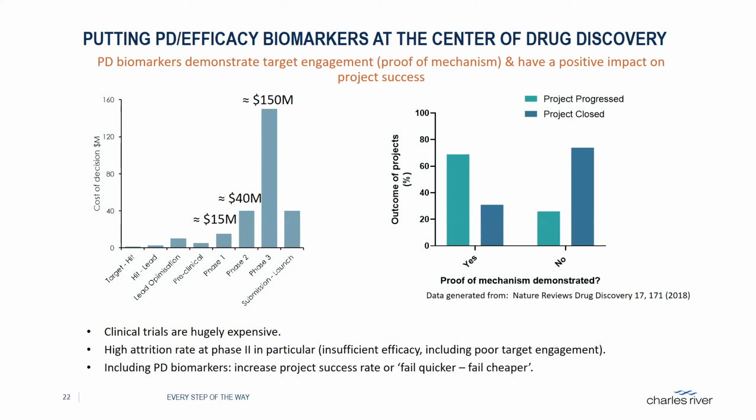So what we're showing here is some data from the AZ pipeline on the right-hand side, showing that programs that have a PD biomarker associated with them, so target engagement or proof of mechanism is demonstrated, have a positive impact on project success. So projects with a demonstrated proof of mechanism have a higher chance of progressing to phase 2, phase 3 or launch, whereas you want to avoid the situation where you reach phase 3 on a clinical trial, but you've lost faith in the target, or you haven't shown proof of mechanism. So we think that adding PD biomarkers can have a positive impact on project success and add value.